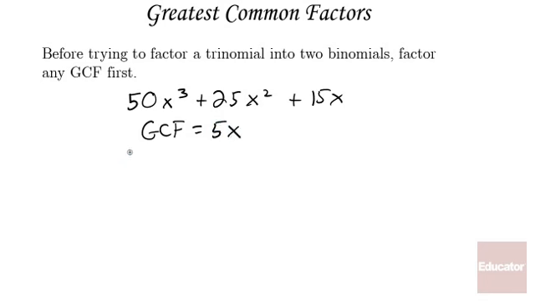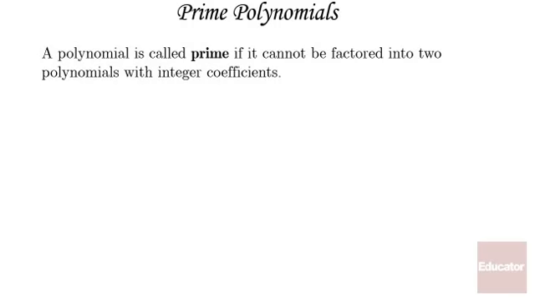So I'm going to pull out that GCF and rewrite this as 5x times 10x squared plus 5x plus 3. Now, this is much easier to work with. So for any type of factoring, first look if you have a greatest common factor, take it out, and then proceed with whatever method that you're using.